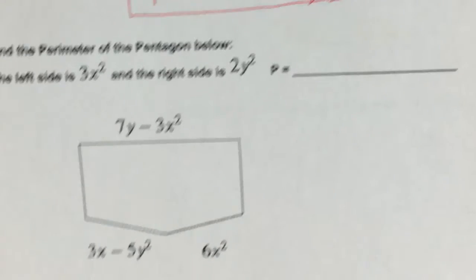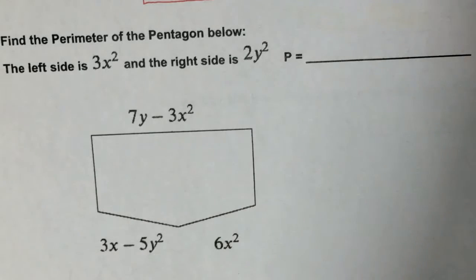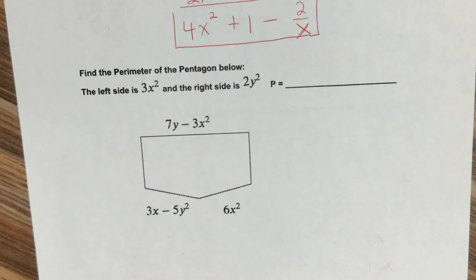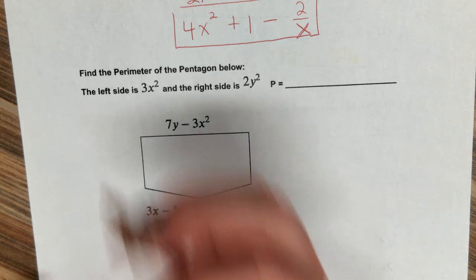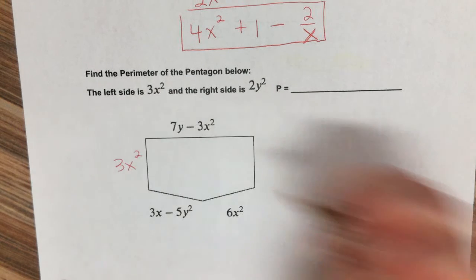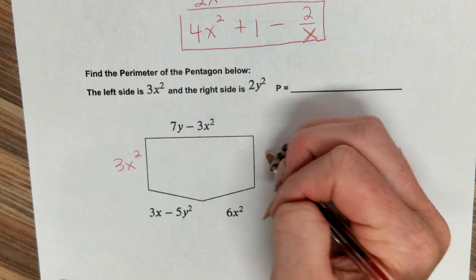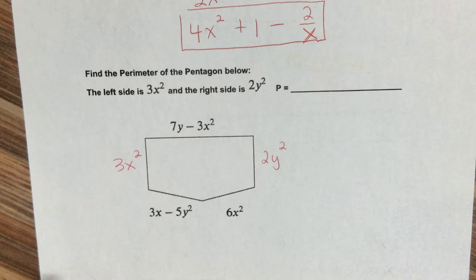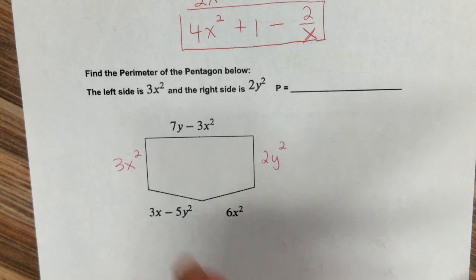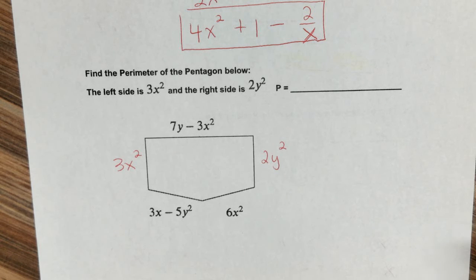All right, the last one. Find the perimeter of the pentagon below. The left side is 3x squared, so write that down, and the right side is 2y squared. How do you find perimeter of anything? Add all the sides, so we just add them all up, right?